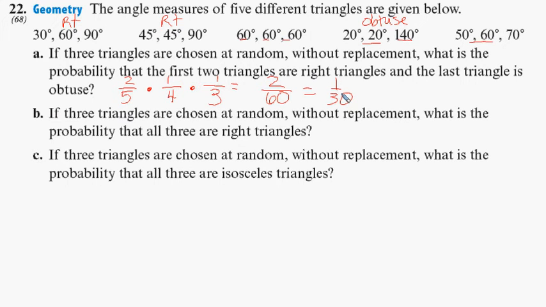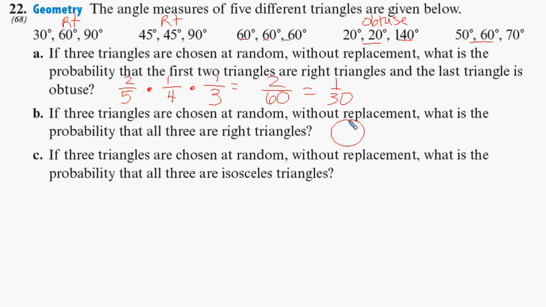And then for B, if 3 triangles are chosen at random without replacement, what is the probability that all 3 triangles are right triangles? People, there aren't even 3 right triangles. So here's the deal. The probability is, it's not going to happen.